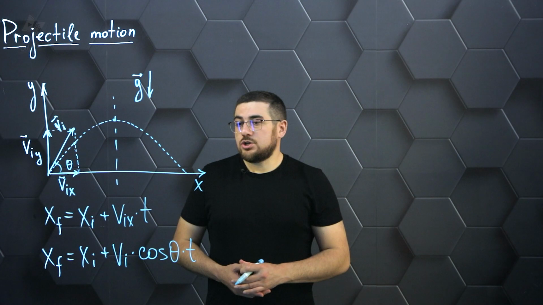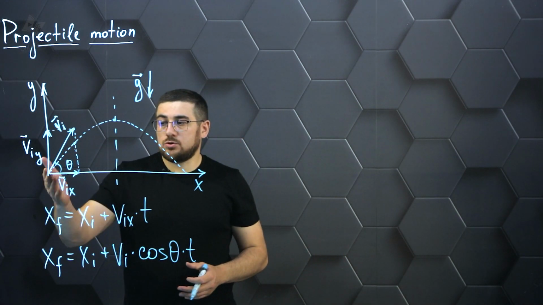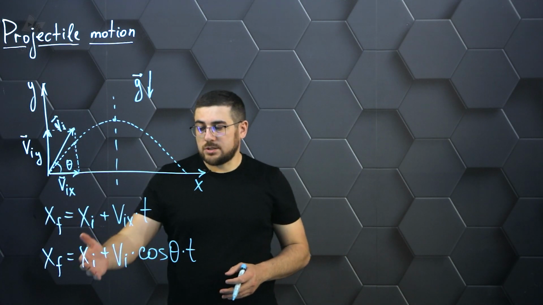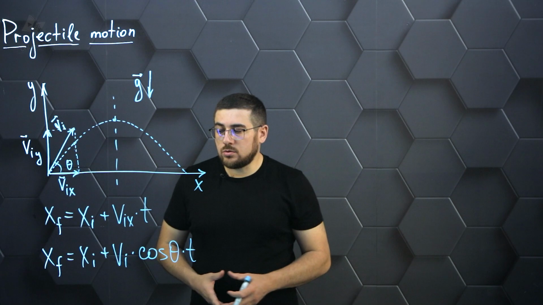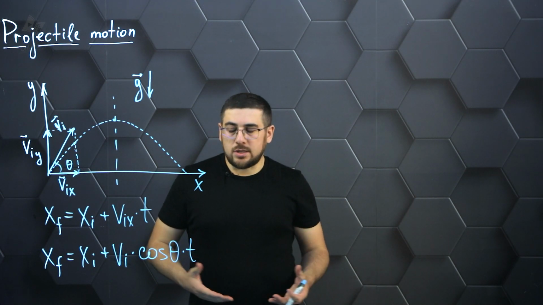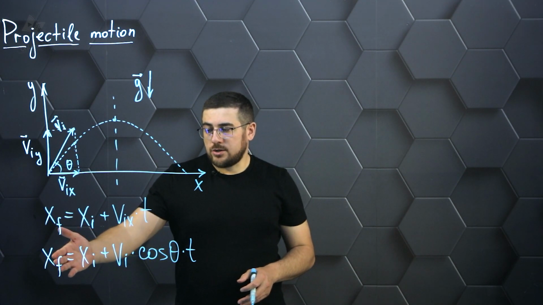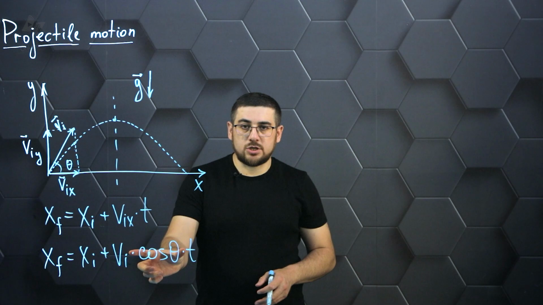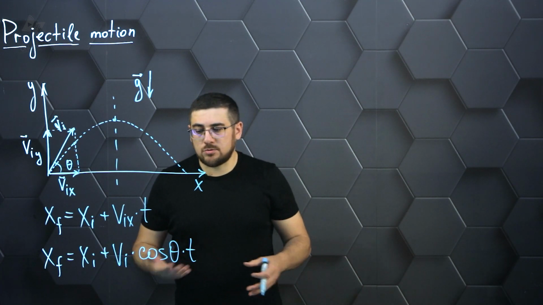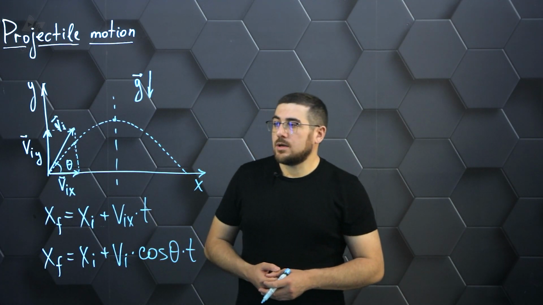If we combine the origin of coordinates with the point of throwing this body, then we can say that the initial coordinate will be equal to 0. It's easier to solve the problem. Then we will simply define the value of the final coordinate by this expression. But this is again a special case. We will mention it immediately in the problems.